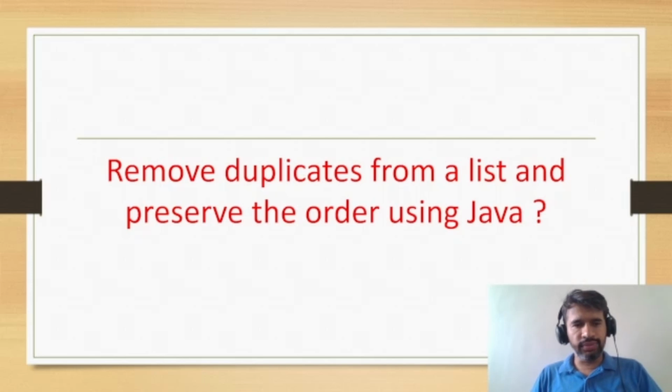So the next question is we have to remove the duplicates from a list and preserve the order using Java. So I'll just repeat. We have to remove the duplicates and preserve the input order, or the element order in the list, and we have to print the result. So I hope you understood the question. So let's see how to do it.